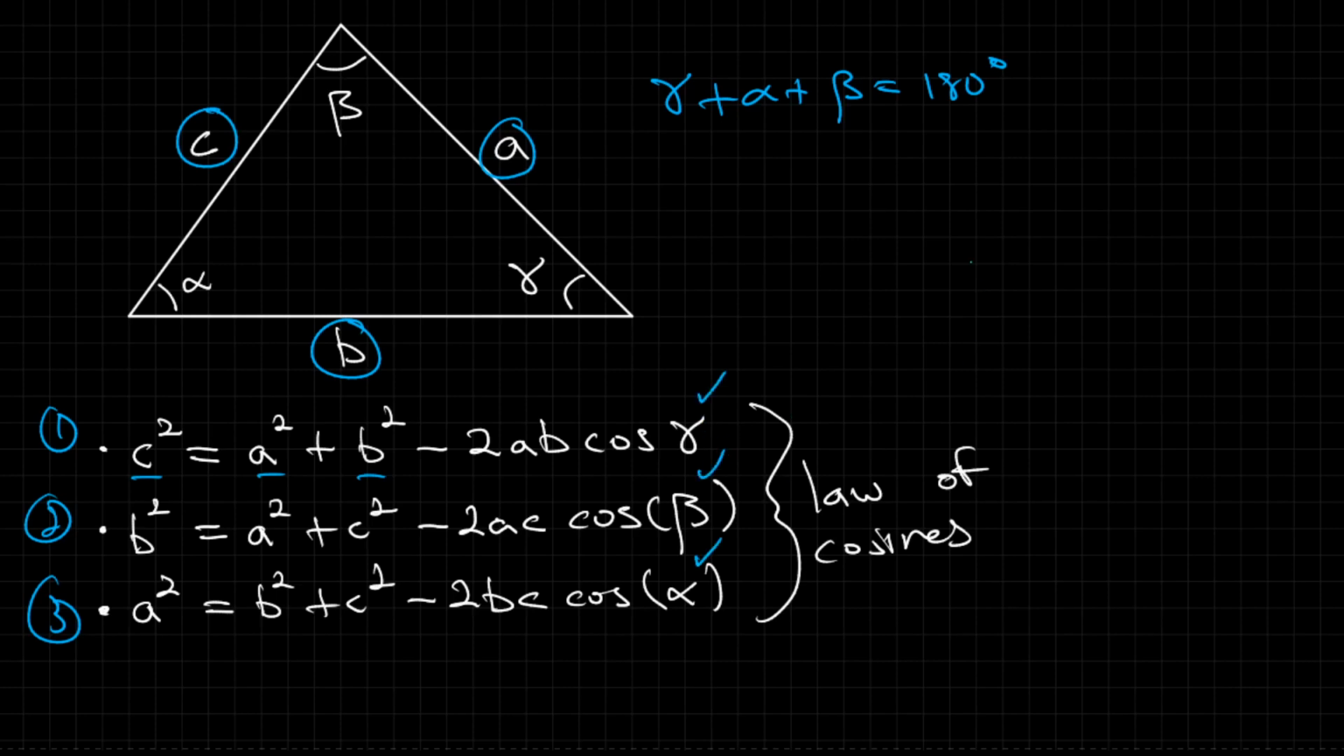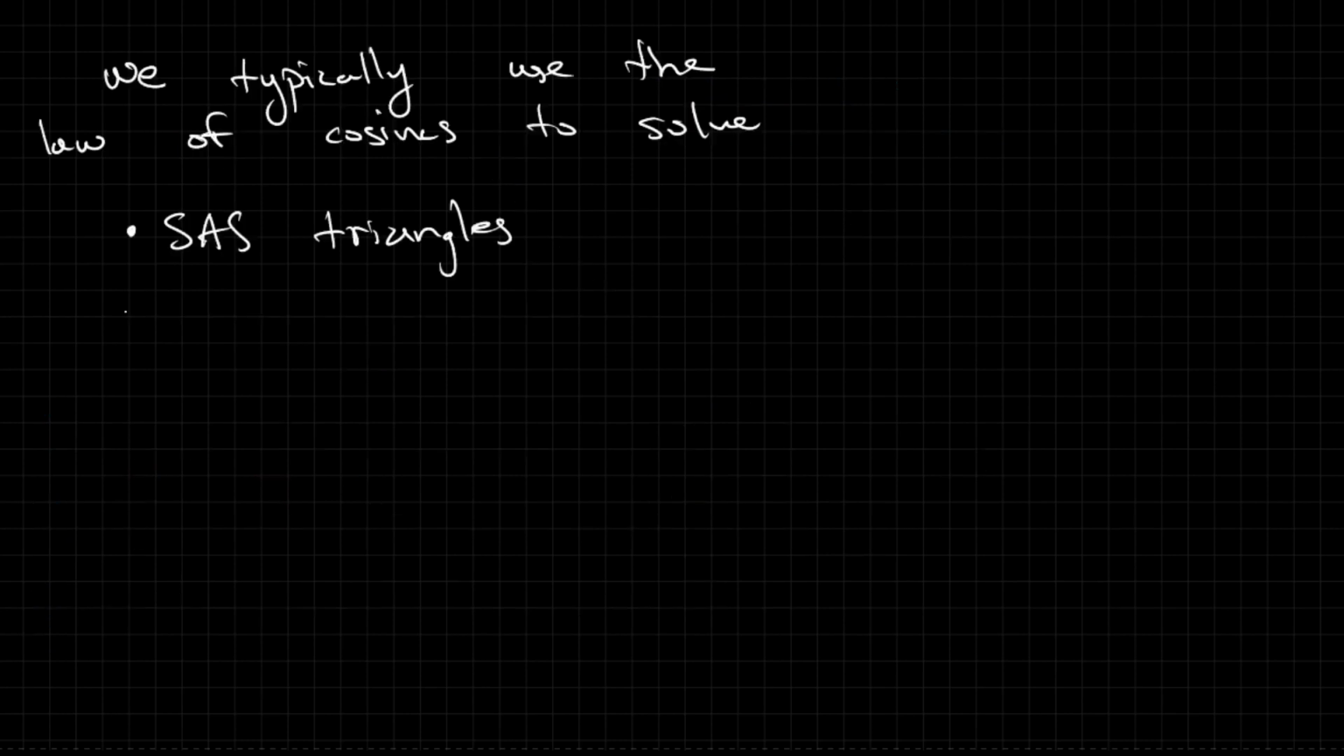And so you can use the law of cosines three times, or perhaps what I would do is use the law of cosines twice to figure out two of the angles, and then you can use the fact that the sum of the angles is 180 degrees. And we'll do an example like that soon. When you're given the three sides, that's called an SSS triangle. And we typically use the law of cosines to solve those types of triangles as well.